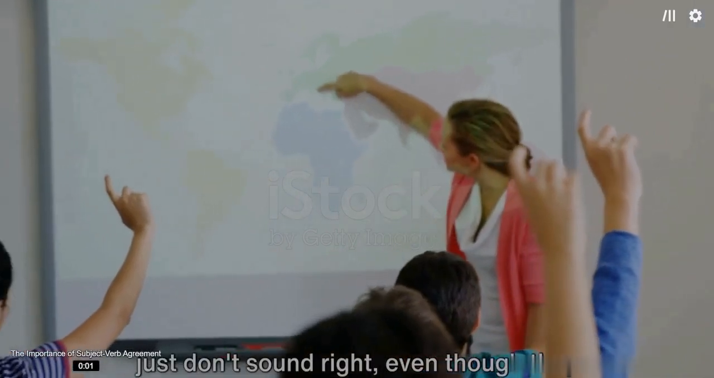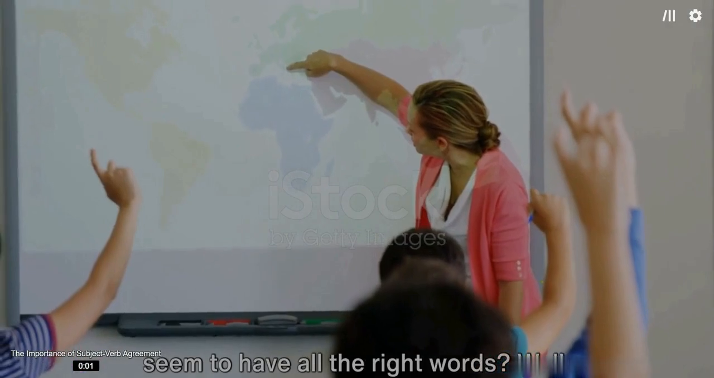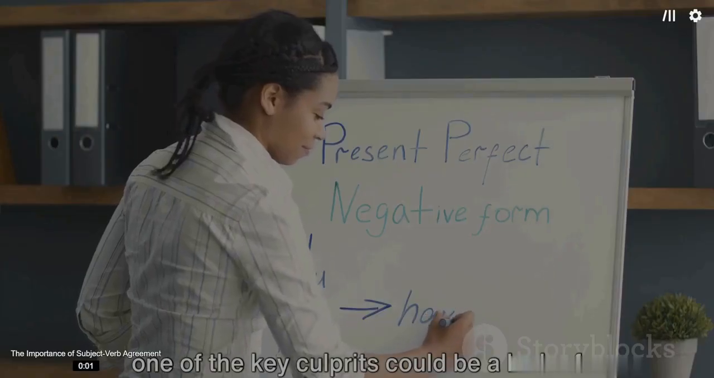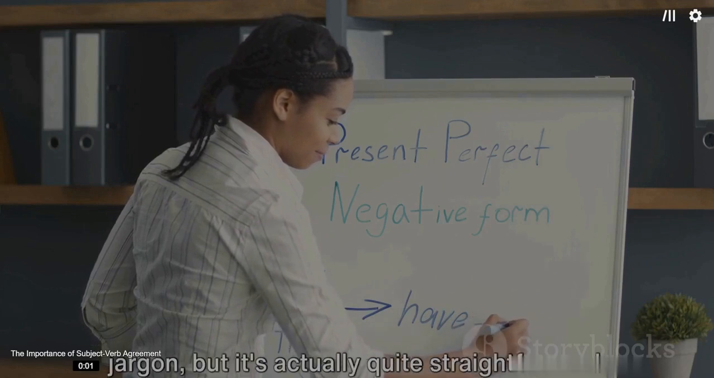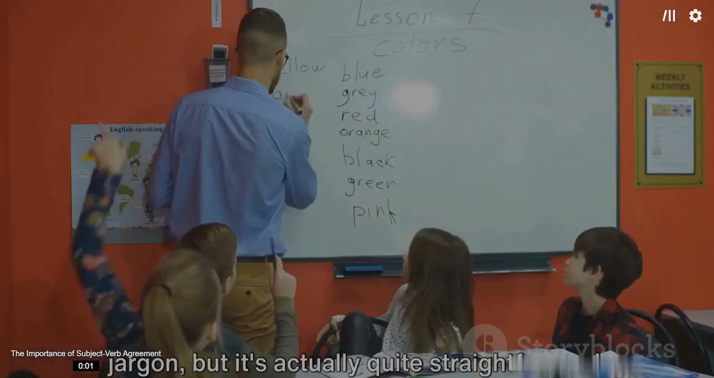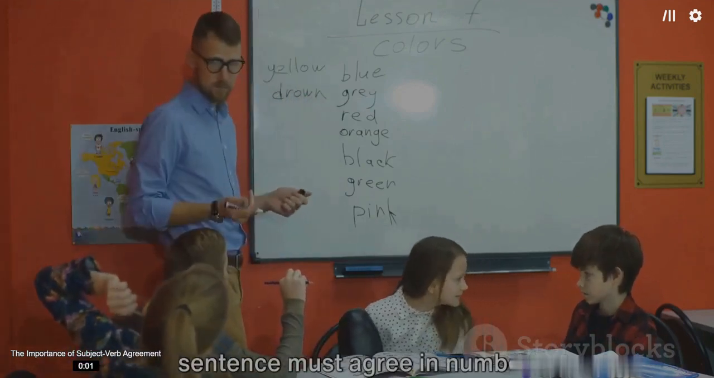Some sentences just don't sound right, even though they seem to have all the right words? Well, one of the key culprits could be a lack of subject-verb agreement. This may sound like a bit of grammar jargon, but it's actually quite straightforward. In English, the subject and verb of a sentence must agree in number.